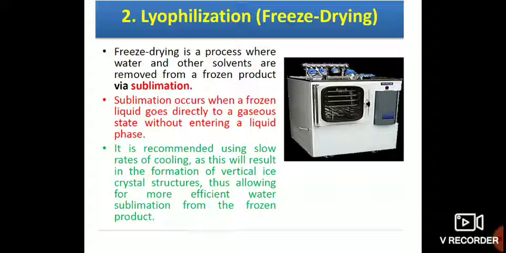It is recommended to use a slow rate of cooling, as it results in the formation of a vertical ice crystal structure. This allows for more efficient water sublimation from the frozen product. We already discussed ice crystal and vertical ice structure formation during cryopreservation techniques. So we use a slow rate of cooling to get the product efficiently. Simply, lyophilization removes water molecules by applying high vacuum and lower temperature.